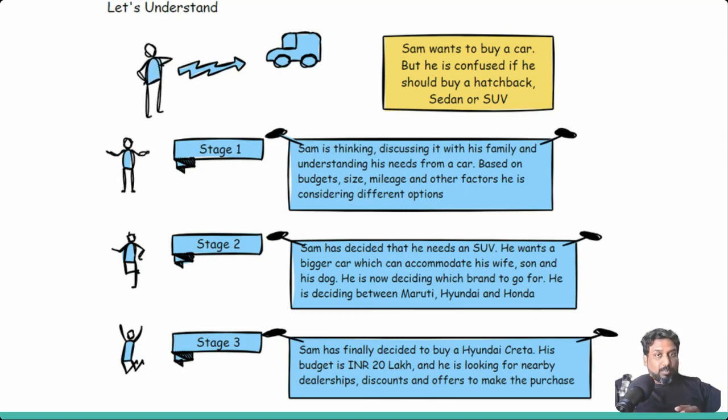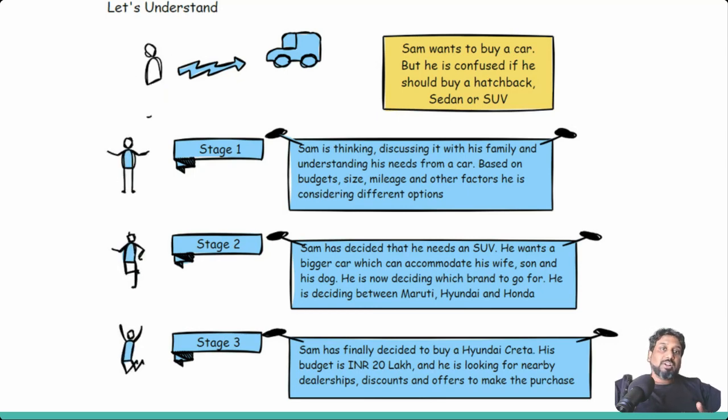Sam knows that there's a problem. Sam is trying to address that problem with a car, but is confused about what kind of car Sam wants, if he should buy a sedan or an SUV or a hatchback. Okay, so that's stage 1 for Sam.